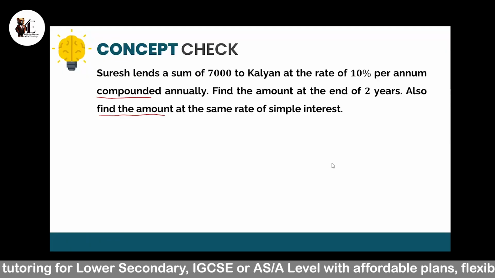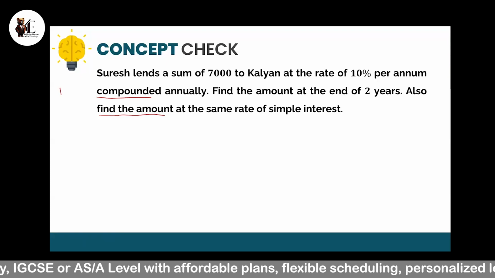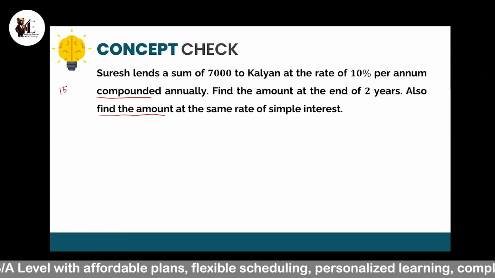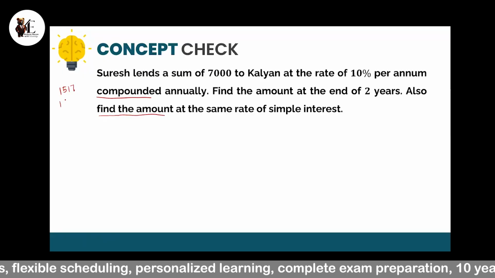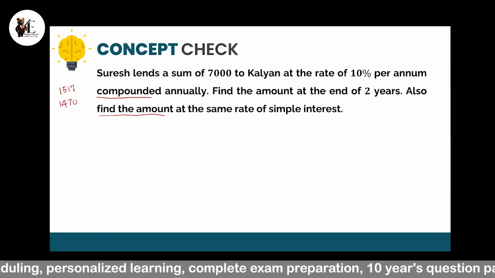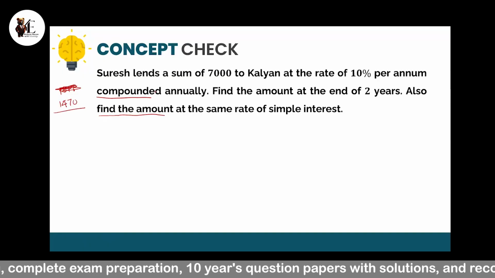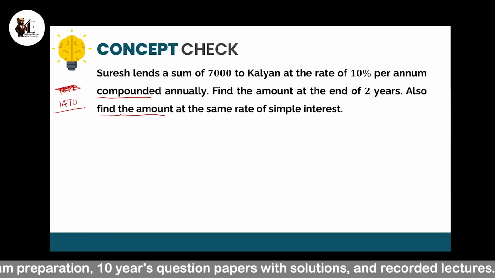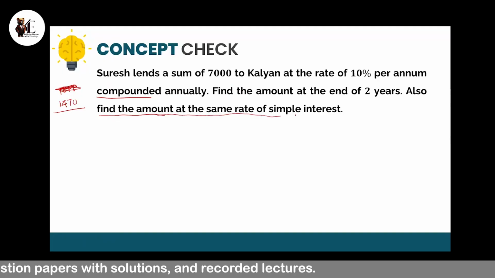Okay, what's your answer, Jasmine? I got $1,470. Okay. Yes. So this was the answer for compound interest, right? Yes. And you can see that at last it is written that you have to find the amount at the same rate of simple interest also. Means same data, and you have to find the simple interest also.